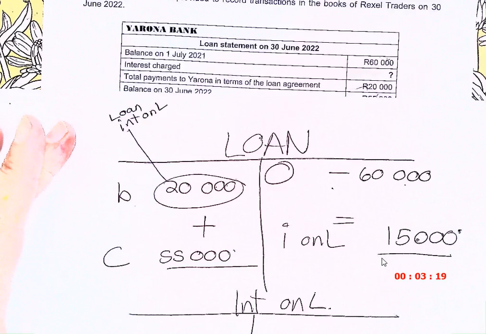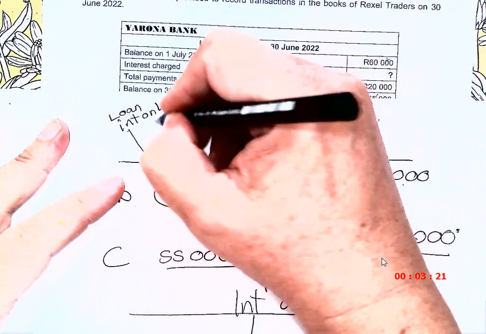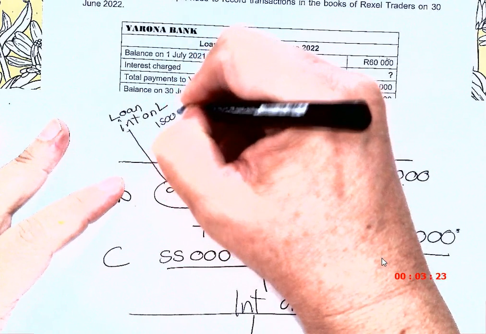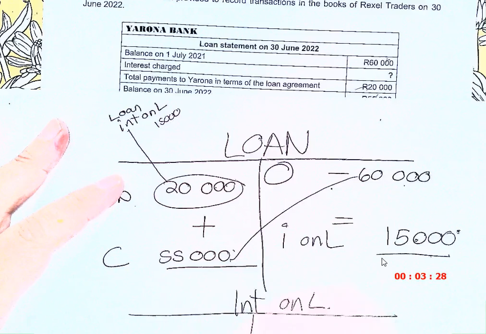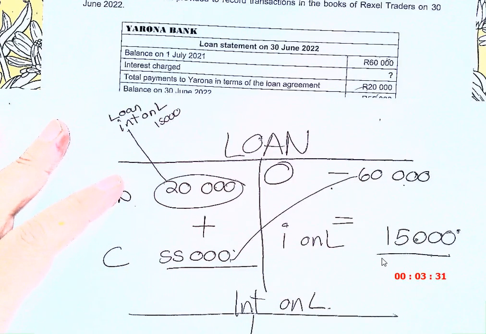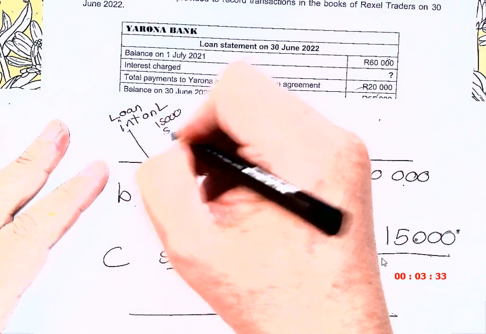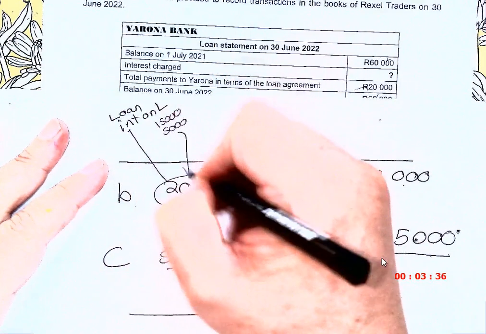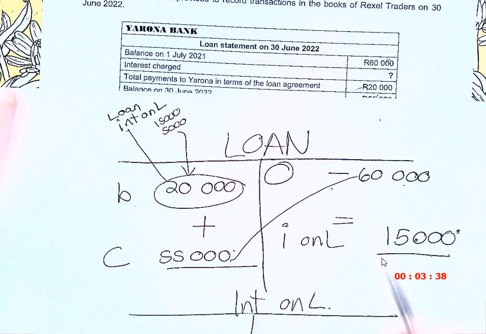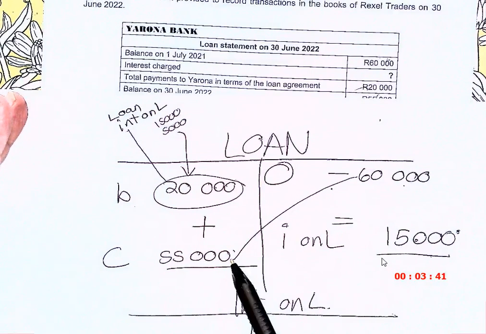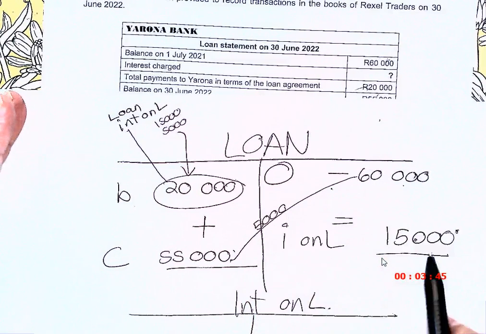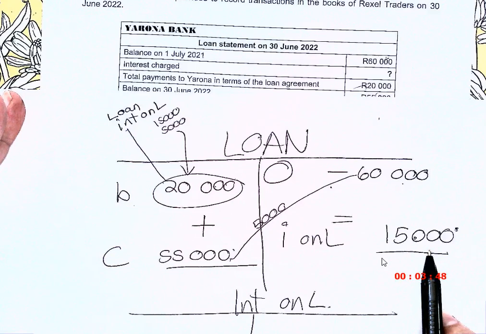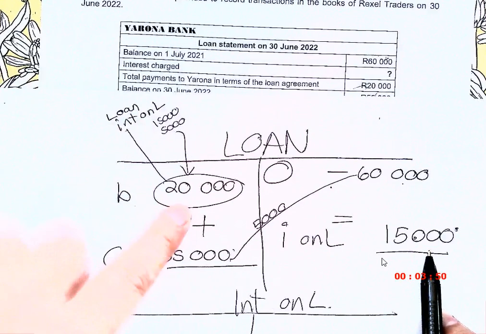If you look, the interest is 15. Ne? How much did we pay on the loan? What's the difference there? 5. Can you see? Gives me 20. I paid back on the original loan 5,000. You can see that. And my interest I paid 15. And together it gives me the 20. Okay, that's what I paid.